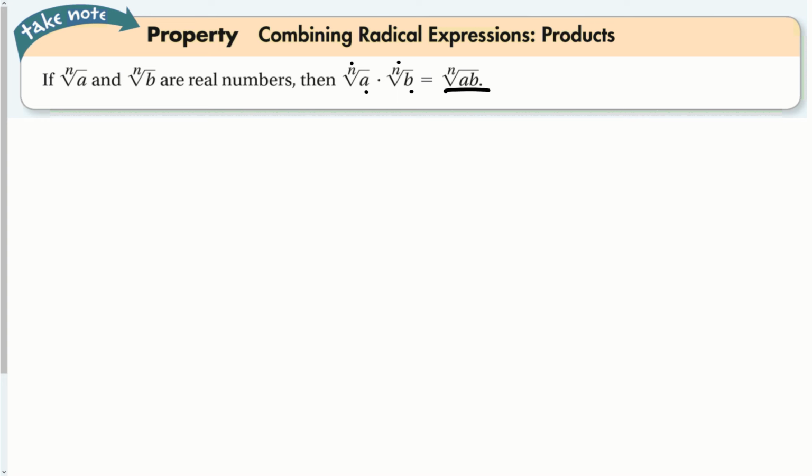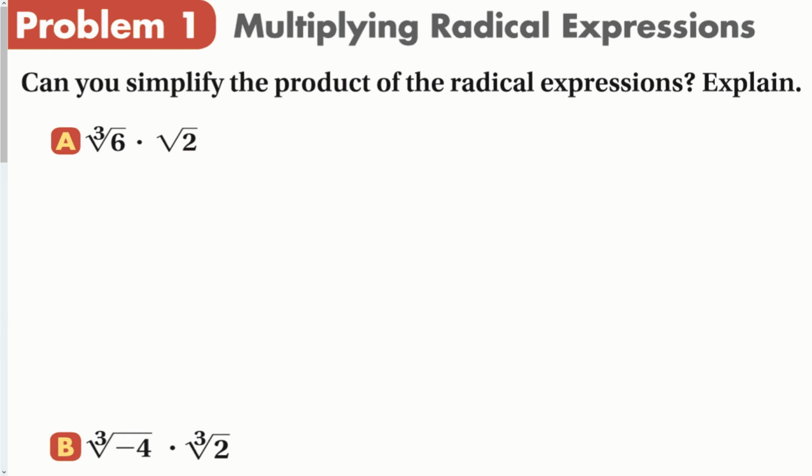Now, there's a very important part of this property, and that is that it assumes that these two are real numbers. That is extremely important, and we'll talk about why in a second. But first, let's try to use this a little bit. Can you simplify the product of the radical expression? And explain if you can't.